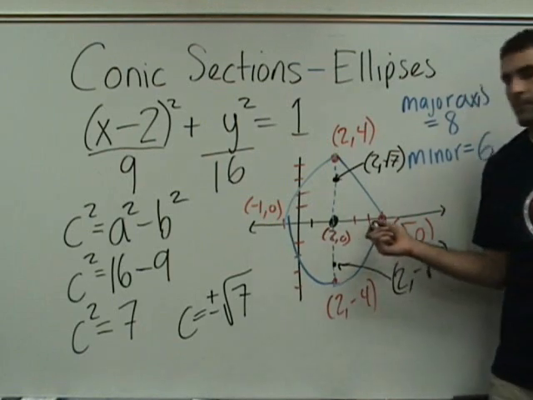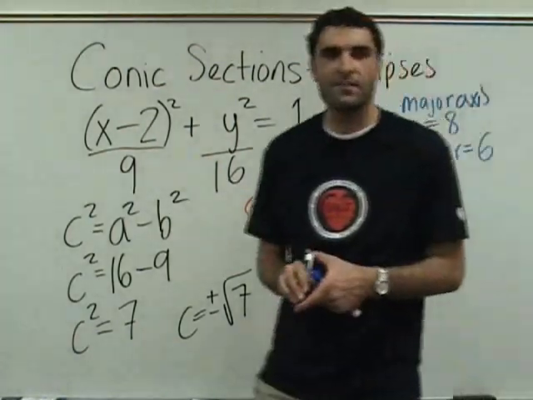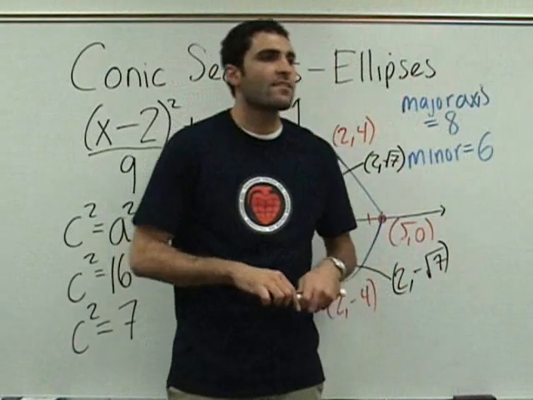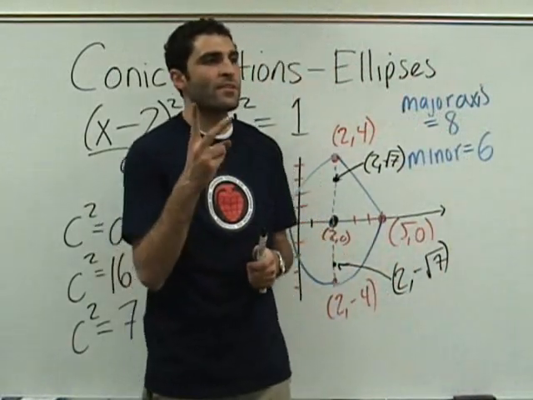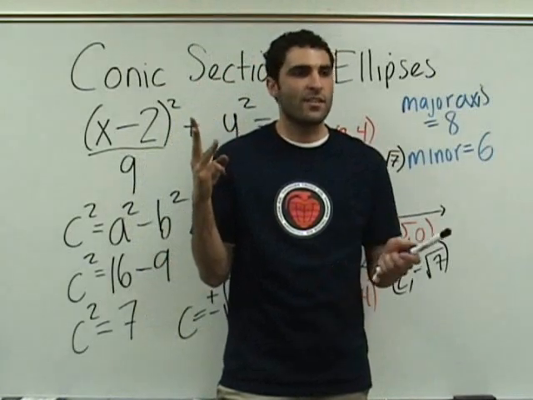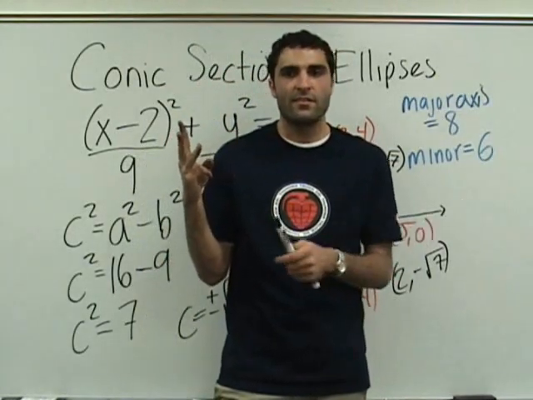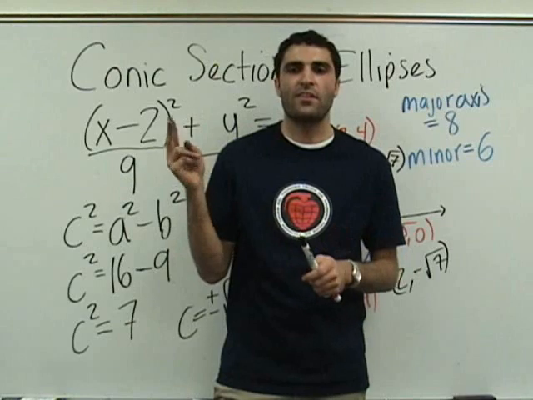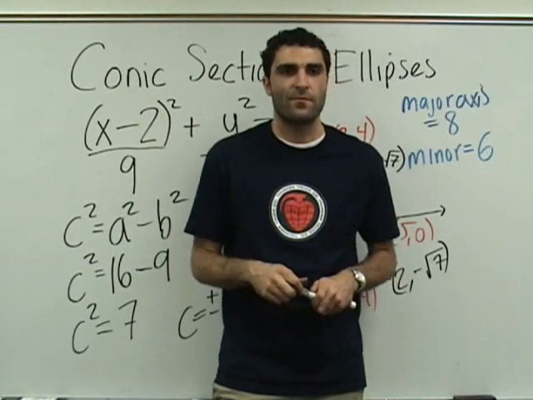Good. How was that? Ellipse? Let's rank it so far. We've done parabola, circle, and ellipse. Which one's the easiest? Circle. Ellipse or circle? Okay, ellipse, circle, and then parabola third.